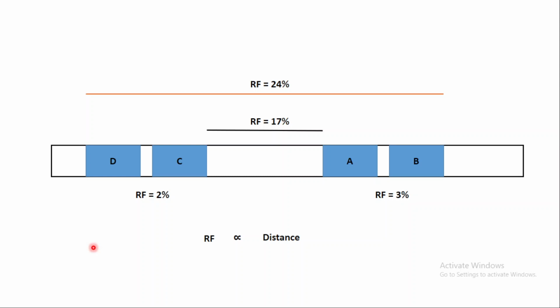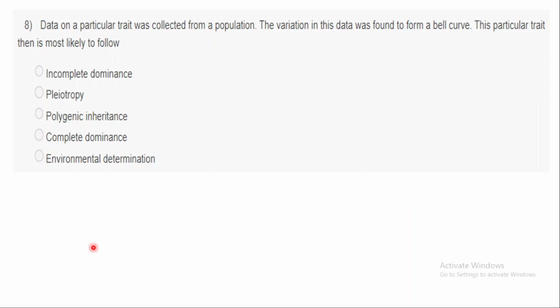It's very simple. If you imagine the crossing over event in meiosis, two loci or two genes associated very closely will inherit together and there will be less chance of recombination between them, and genes which are farther apart will have higher recombination frequency. Okay, yes, good. Let's move on to the next question.